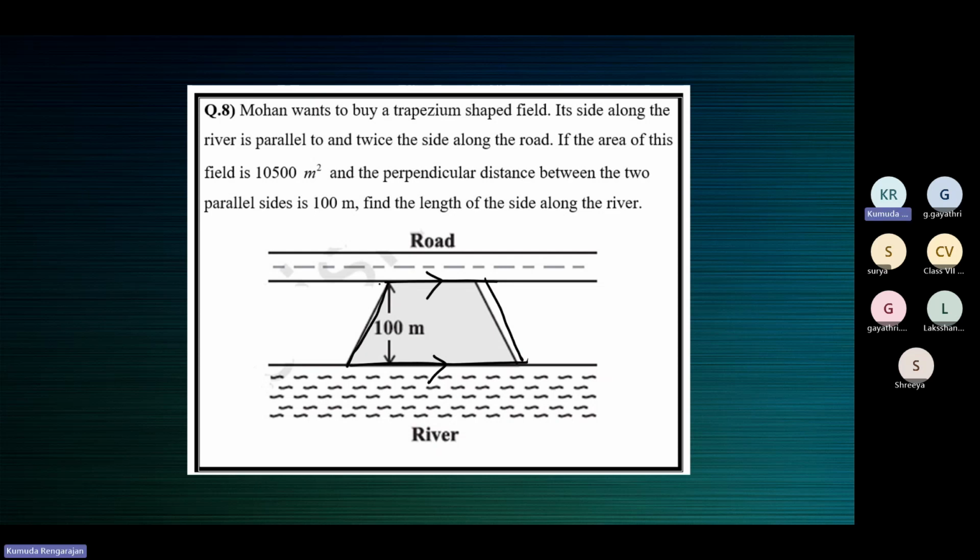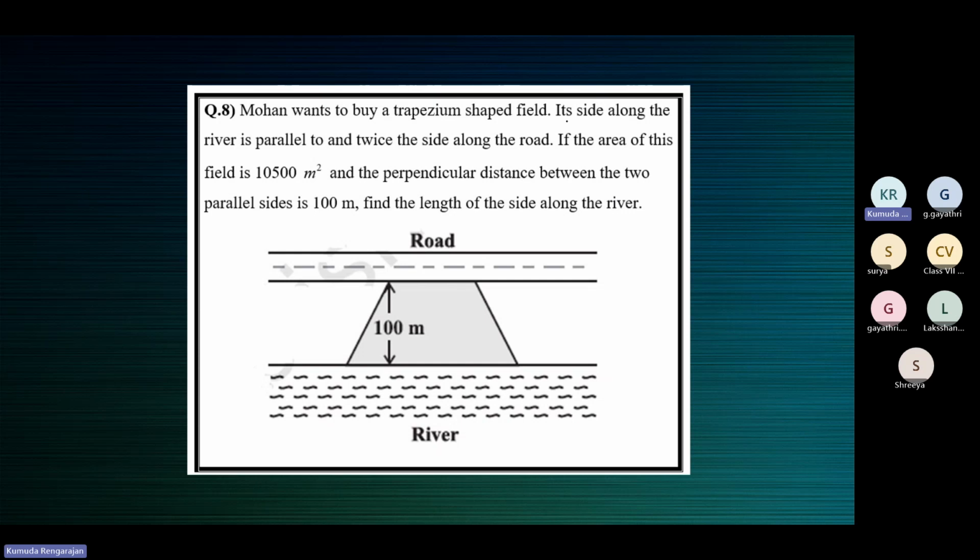Now along this side, there is a road, and along this side, there is a river. That means this field is in the middle. On one side of the field, there's a road. On the other side, it's a river.